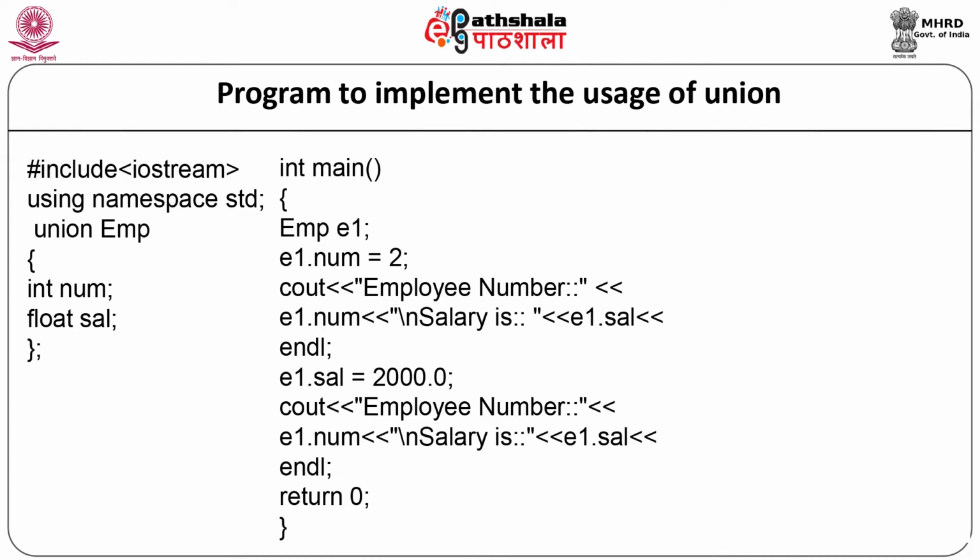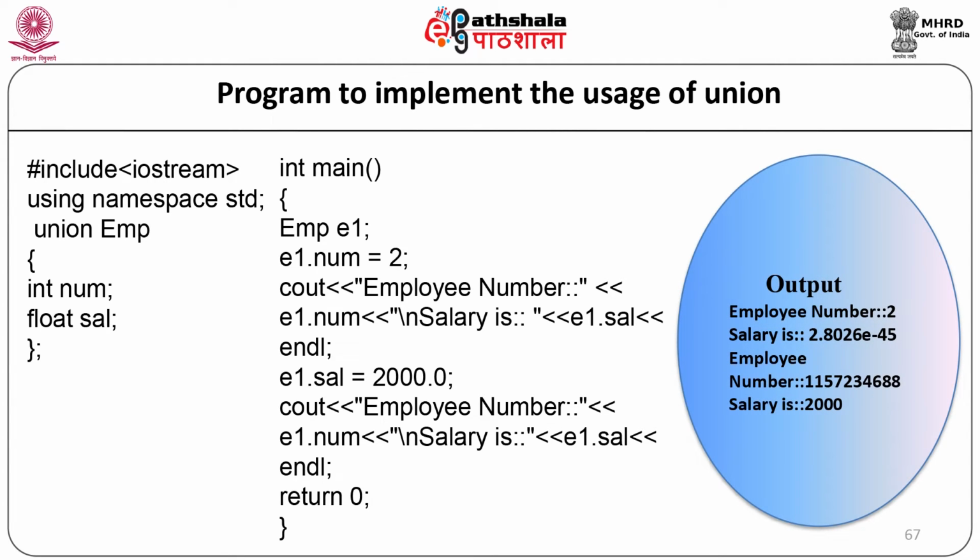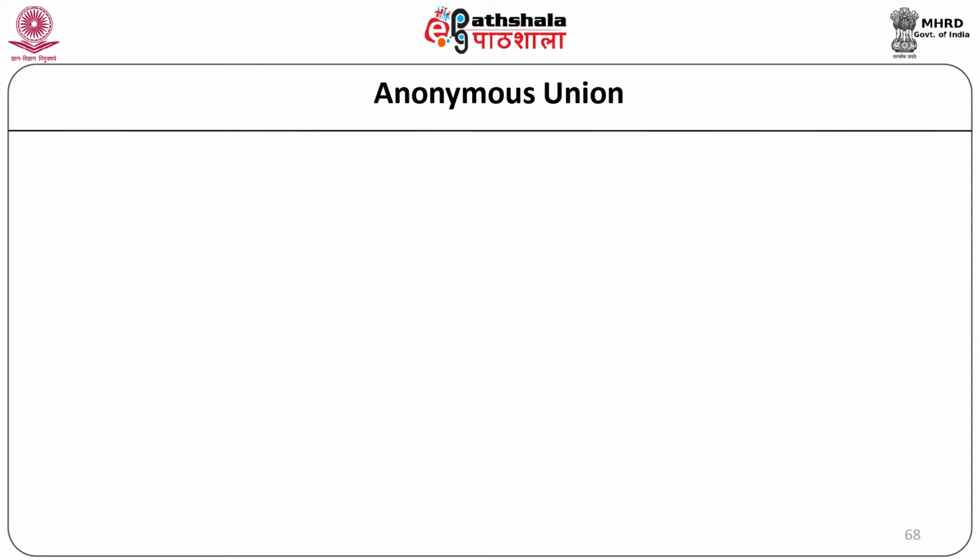When the above code is compiled and executed, it will produce the result as employee number 2 and the employee salary any garbage value. Second, employee number will be any garbage value and the salary is 2000. As you can see here, only one variable or only one value will be valid for the union, either the number or the salary.